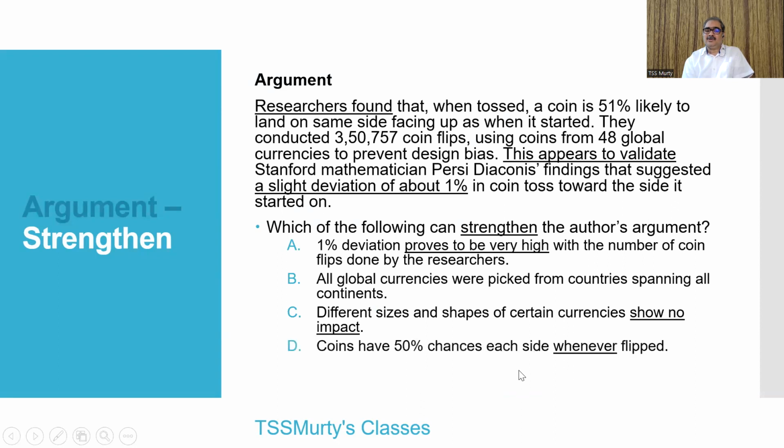Let's look at choice D. Coins have 50% chances each side whenever flipped. Well, the argument talks about a 1% deviation. This talks about whenever flipped, there are 50% chances. Means the deviation is not accepted at all. Even this appears to weaken in a way. So the only choice that appears to strengthen is choice B. Hence, choice B is the answer.